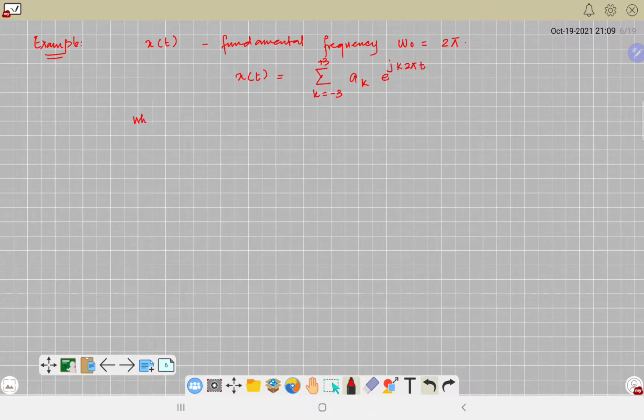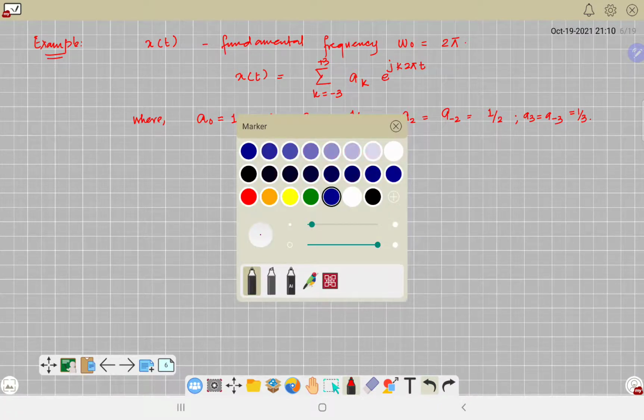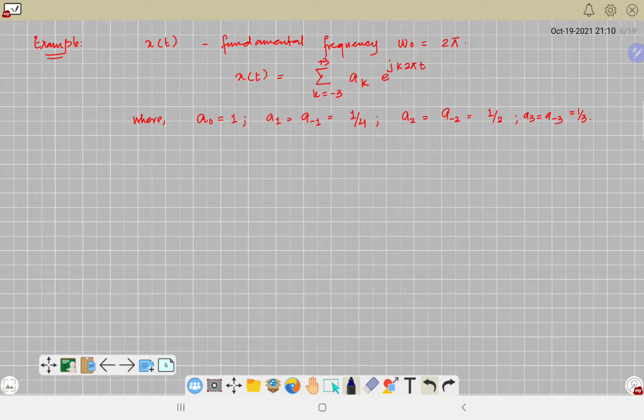It is also given that a0 is 1, a1 is equivalent to a of minus 1 is equivalent to 1 by 4, a2 is equivalent to a of minus 2 is equivalent to 1 by 2, then a3 is equivalent to a of minus 3 is equivalent to 1 by 3. We need to expand this Fourier representation and see what are the harmonics, right?